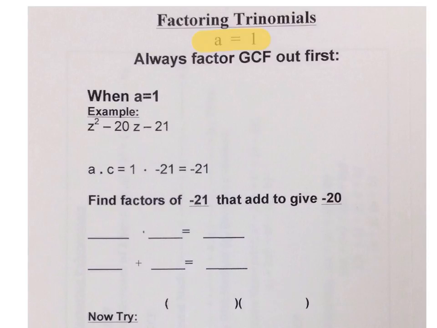Now, when a is 1, you can think of this as a mental math problem if you're good with numbers. So it's a mental math problem. Once you figure out two distinct numbers, there you go. Your factoring is ready. You don't have to do any extra steps. So how can we figure out these two numbers?